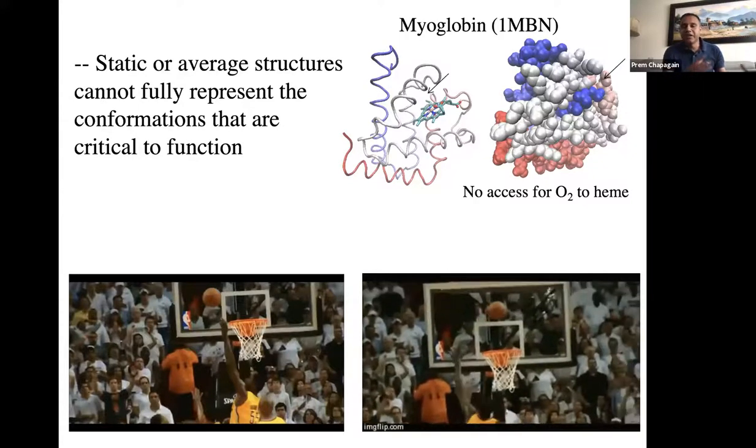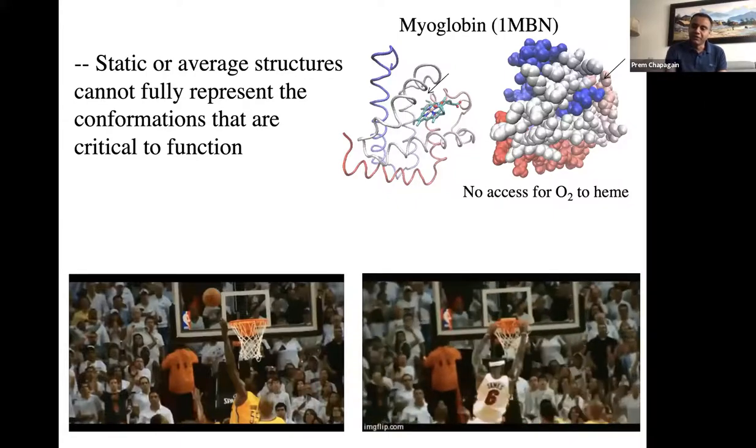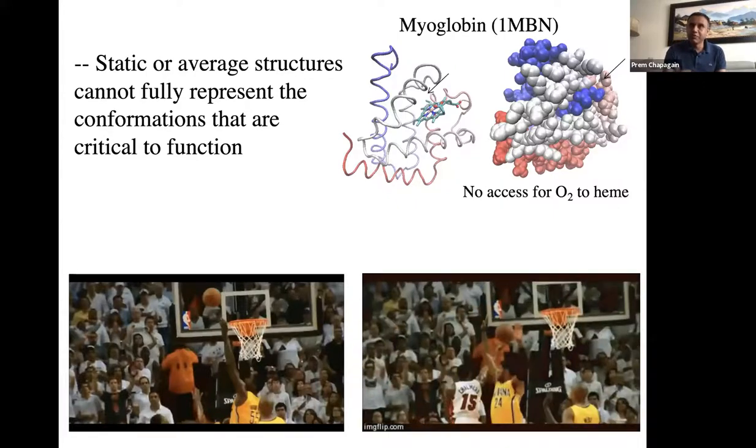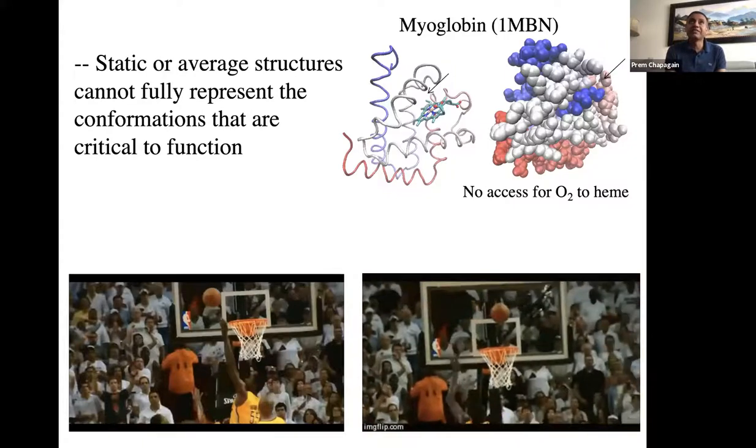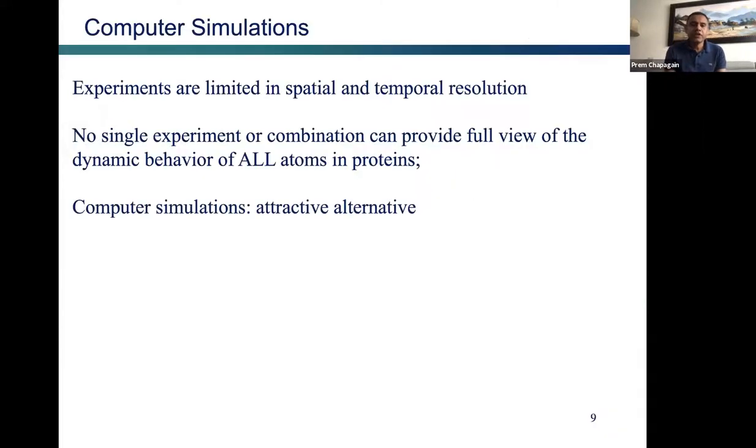When we generate dynamics, then we could see how exactly they function. This is why computer simulations have been very popular, because experiments are limited in space and time resolution, and no single experiment or combination can provide the full picture of how these atoms are behaving. And that's why computer simulations are quite attractive.